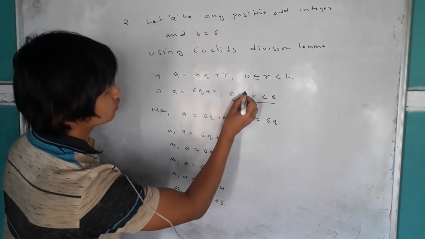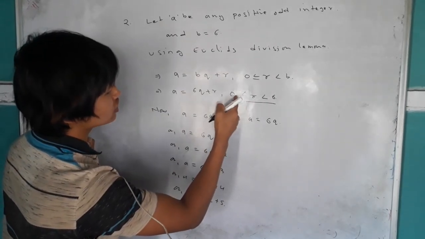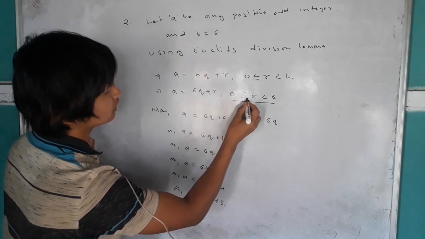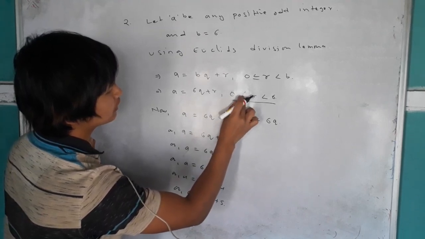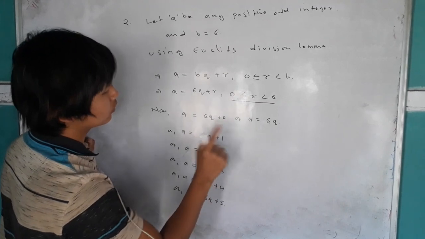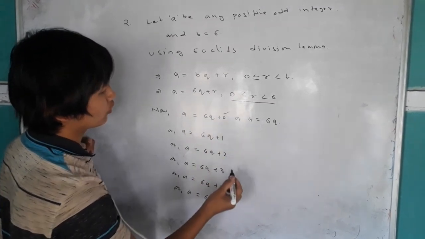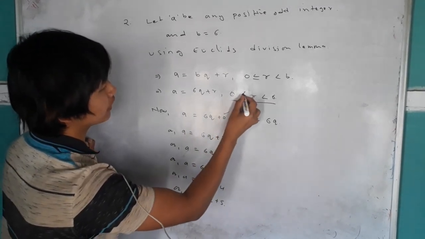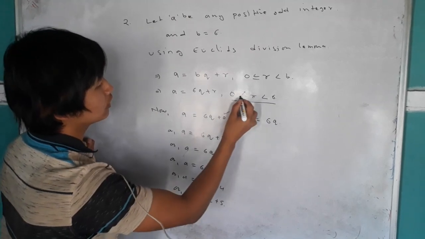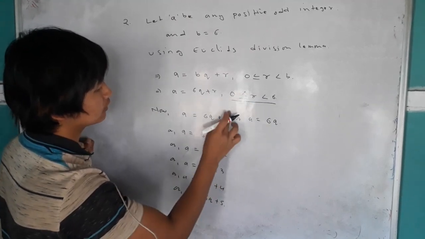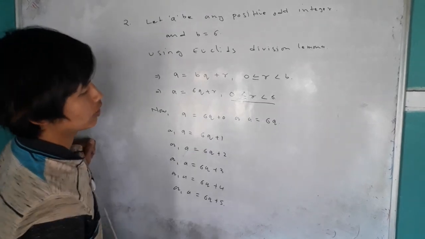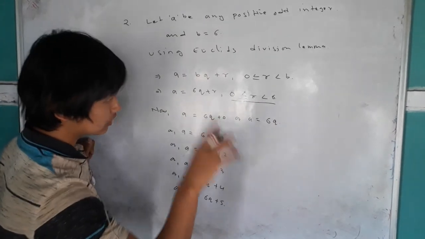Why did I take the value of R as 0? Because here is the sign of equality. If it had been only like this, then I would never take 0, because R should not be 0. Because there is an equality sign, only then can I take 0. Otherwise, I cannot take that value.